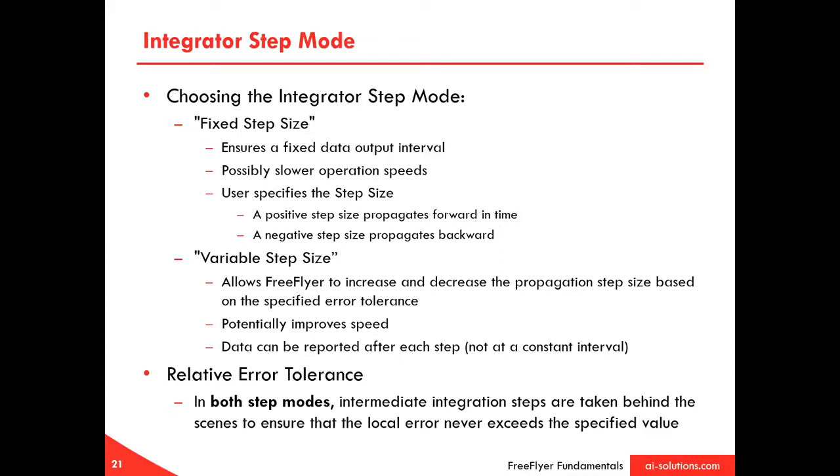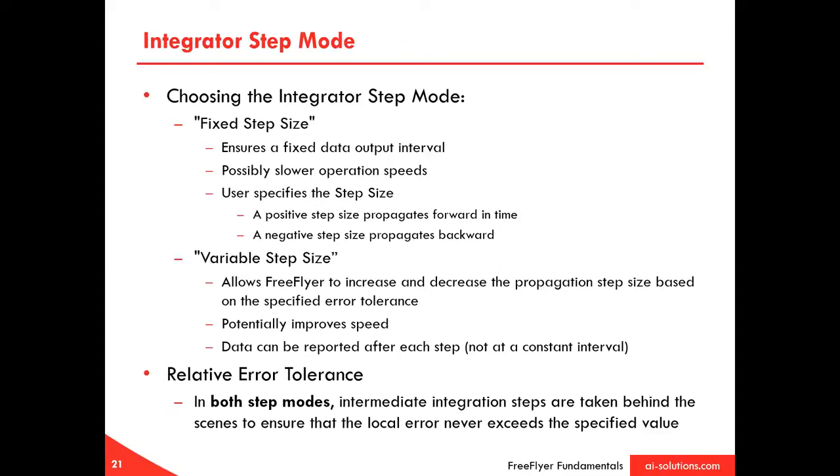On the other hand, if you want to use a variable step size, this lets FreeFlyer increase and decrease the propagation step size dynamically behind the scenes based on the error tolerance that you specify. This can potentially improve the runtime speed of your mission plan because FreeFlyer is able to take larger steps sometimes. On the other hand, this will mean that your output data won't be reported at regular intervals.